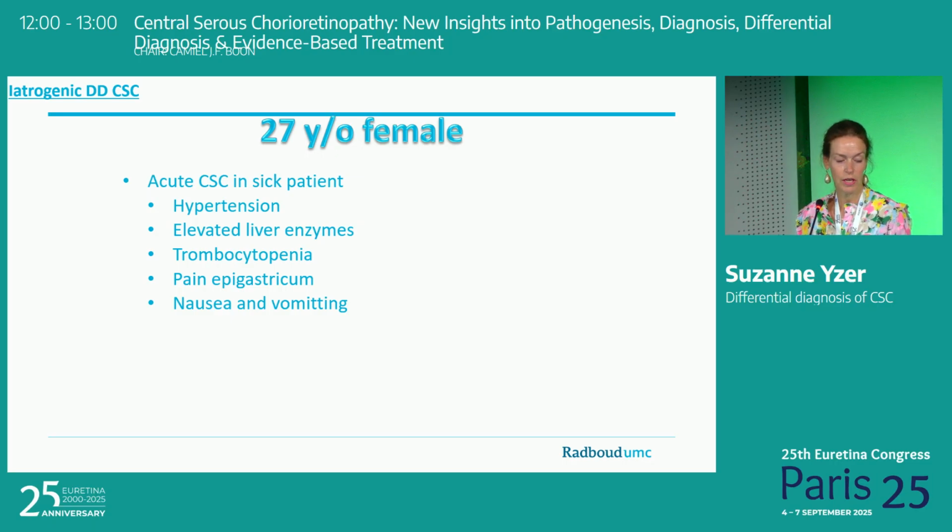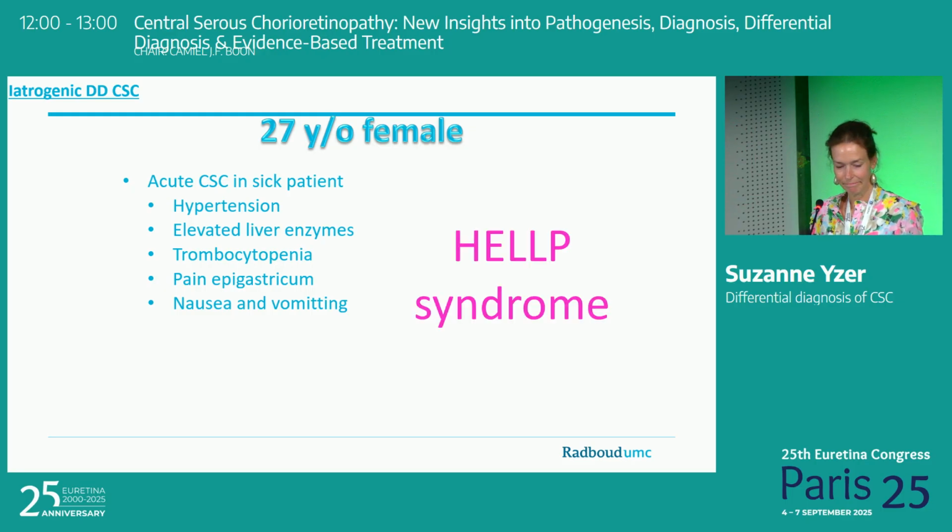She has hypertension, elevated liver enzymes, thrombocytopenia, pain in the epigastrium, and she has nausea and vomiting. Any suggestions? So we thought, could this be HELLP syndrome? So this is what we told our colleagues from neurology.